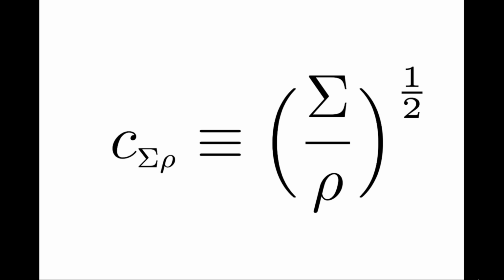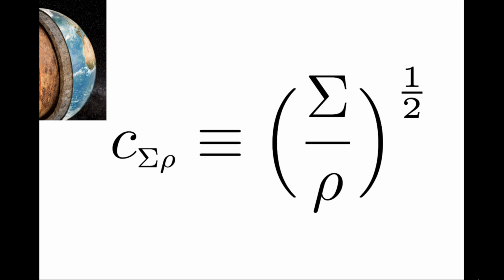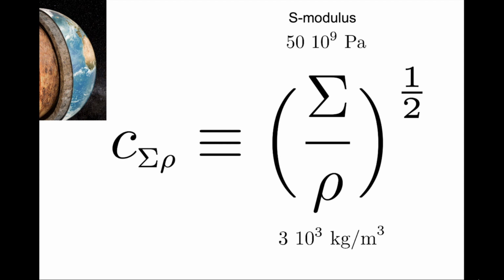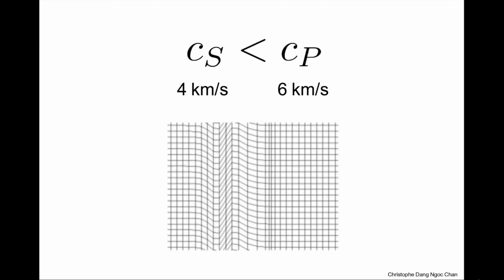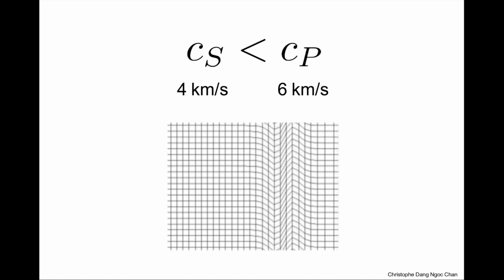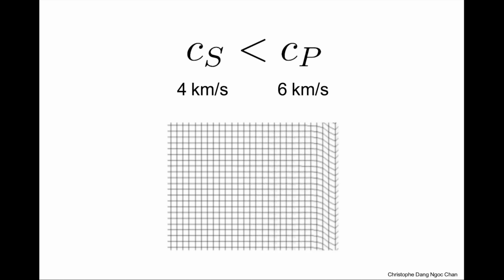For instance, let's take the Earth's crust as an example. Its density is around 3 tons per cubic meter. For shear waves, the modulus is around 50 gigapascals. So overall, the speed of these waves is around 4 kilometers per second. For P waves, the modulus is around twice bigger, so the wave speed is around 6 kilometers per second. So the P wave, or primary or pressure wave, moves faster than the S wave, or secondary or shear wave.